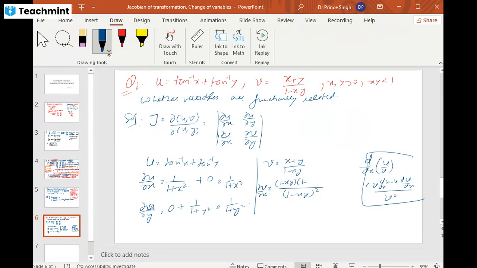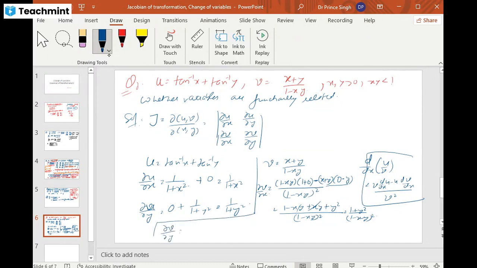Its derivative with respect to x is 1, and the derivative of y with respect to x is 0. Minus x plus y as it is, times the derivative of 1 minus xy, where the derivative of 1 is 0 and the derivative of xy with respect to x is y, so minus y. If we solve this, this is 1 minus xy plus xy plus y square upon 1 minus xy whole square. So this is 1 plus y square upon 1 minus xy whole square. This is curly v upon curly x. And similarly, we can find curly v upon curly y.